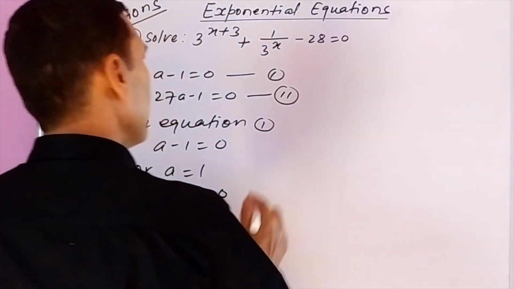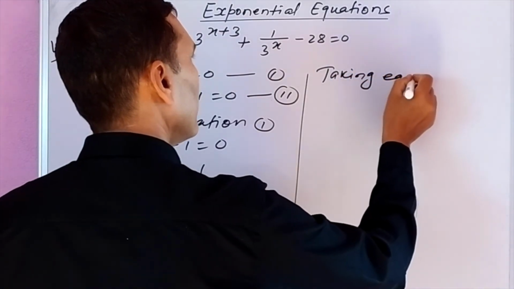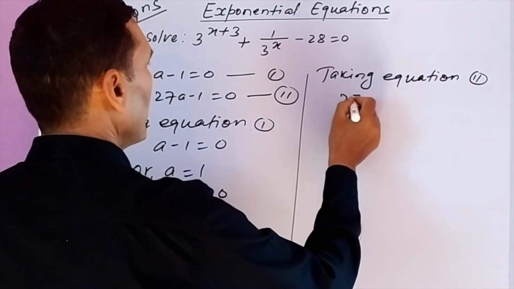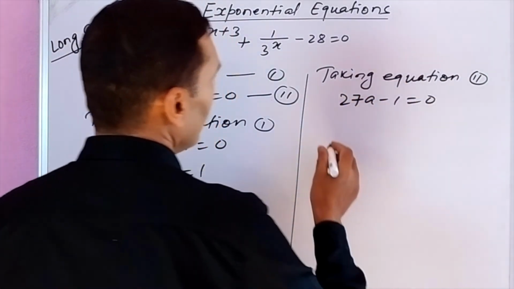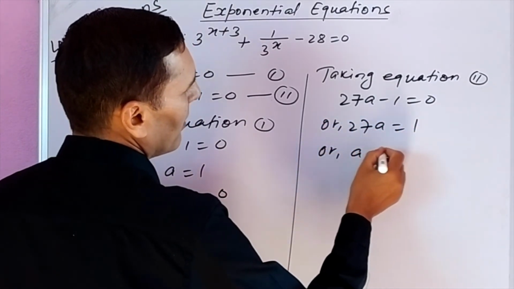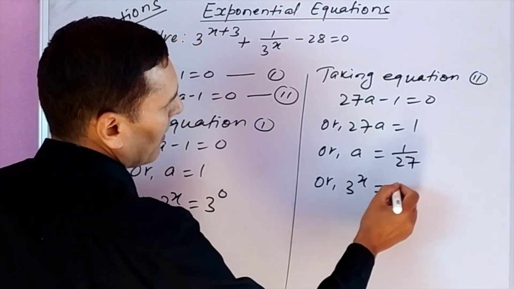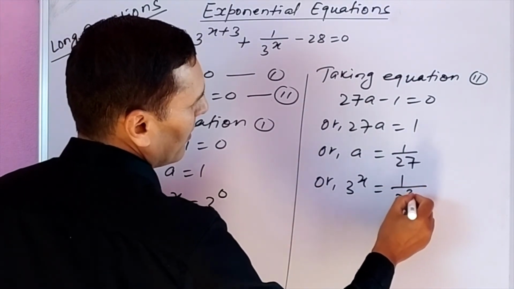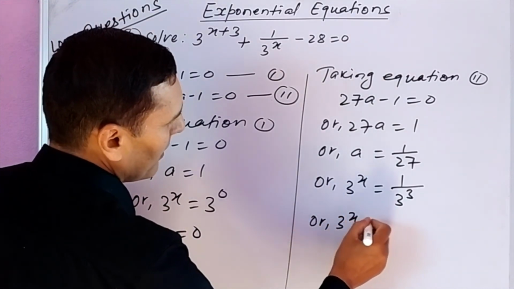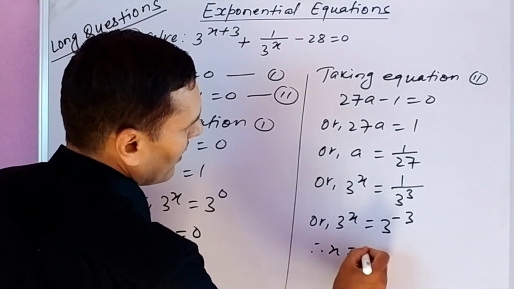Now similarly, taking equation 2. Our equation 2 is 27a minus 1 is equal to 0, or 27a is equal to 1, or a is equal to 1 upon 27. We know that a is 3 to the power x, and this 27 is 3 to the power 3. If it is brought up, 3 to the power x is equal to 3 to the power minus 3. Therefore x is equal to minus 3.